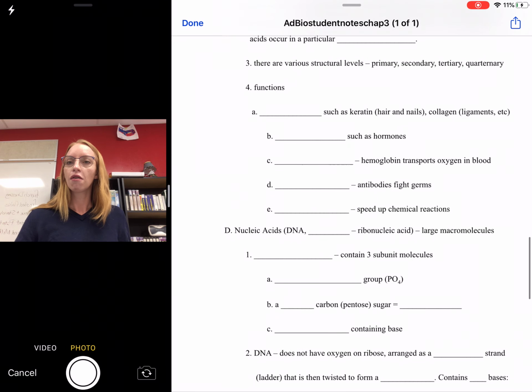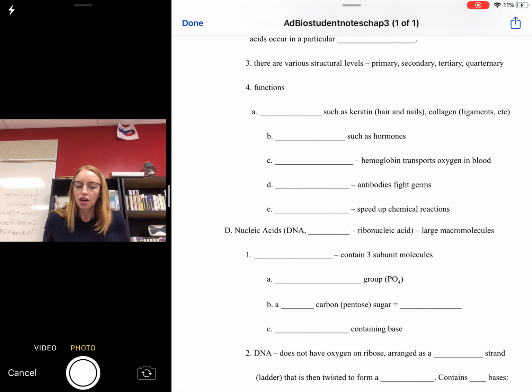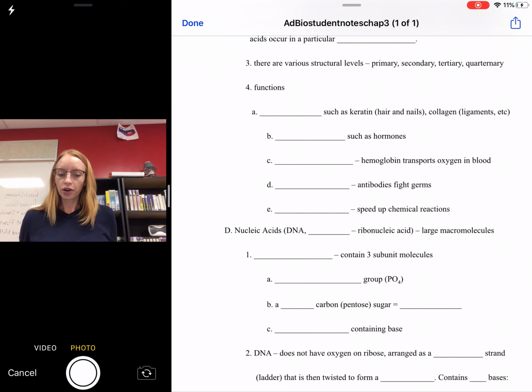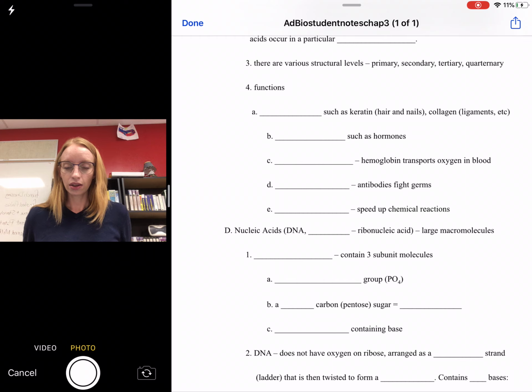There we are. Functions. Let's talk about functions of proteins. The first function is a structural function, such as keratin, which is in your hair or nails, or collagen, which is found in your ligaments. They can be messengers, hormones. Not all hormones are steroids. Some of them are proteins.